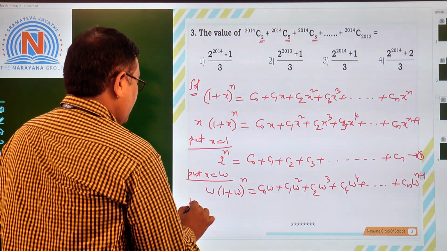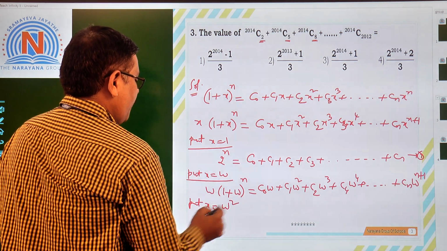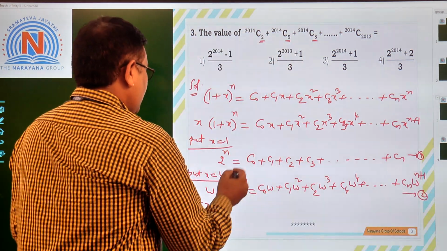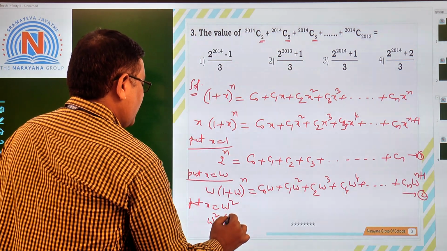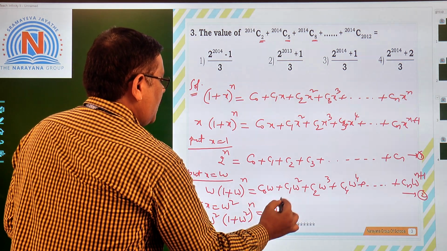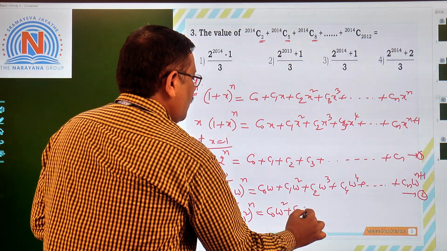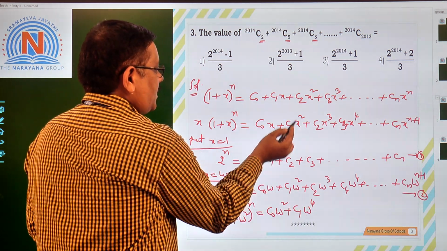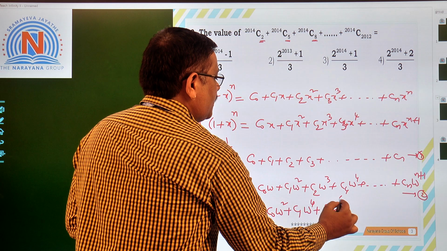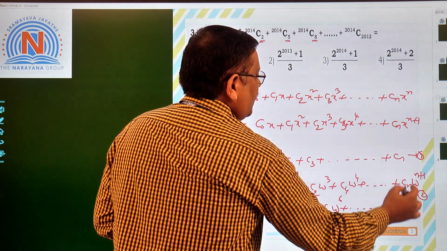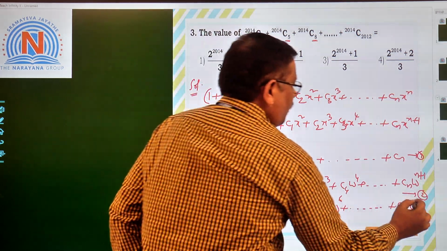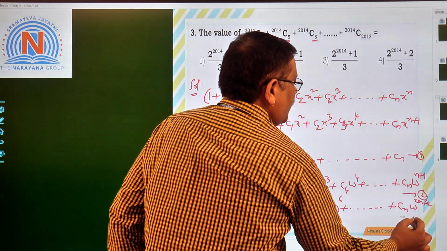Similarly, let us take x as omega square. Let us take this as condition number 2. If you take x as omega square, we have omega square times of 1 plus omega square whole power n, that is c0 omega square plus c1 omega power 4. Okay, because x is omega square, x square is omega power 4, plus c2 omega power 6 plus so on plus here cn omega power, it is x power n plus 1, it is omega power 2n plus 2. It is condition number 3.